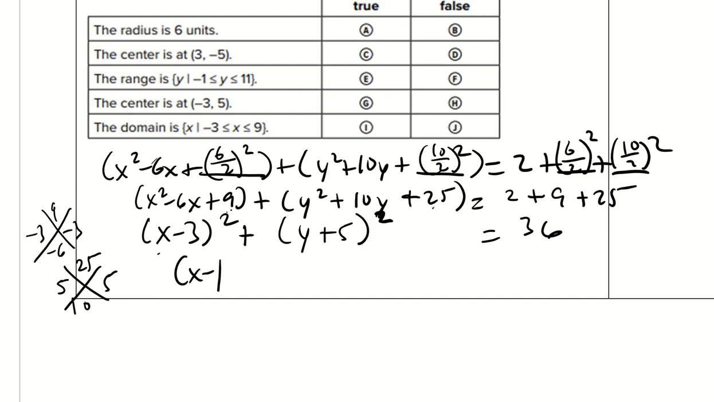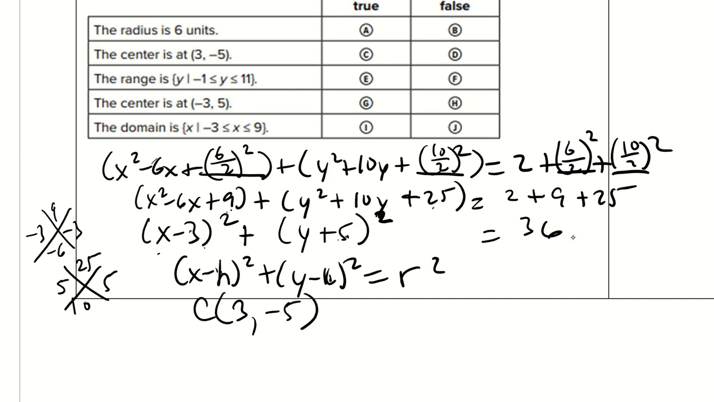And now you can see it's of this form. In this case, h and the 3 match in sign, so h is going to be equal to 3. And then these do not match in sign, so that means it's going to be -5. And then r squared is 36, which means that r is equal to 6 because you've got to take the square root. All right, so the radius is 6, that's true. The center is 3, -5, that's true. The range, we'd have to draw it, so we'll get back to that later.